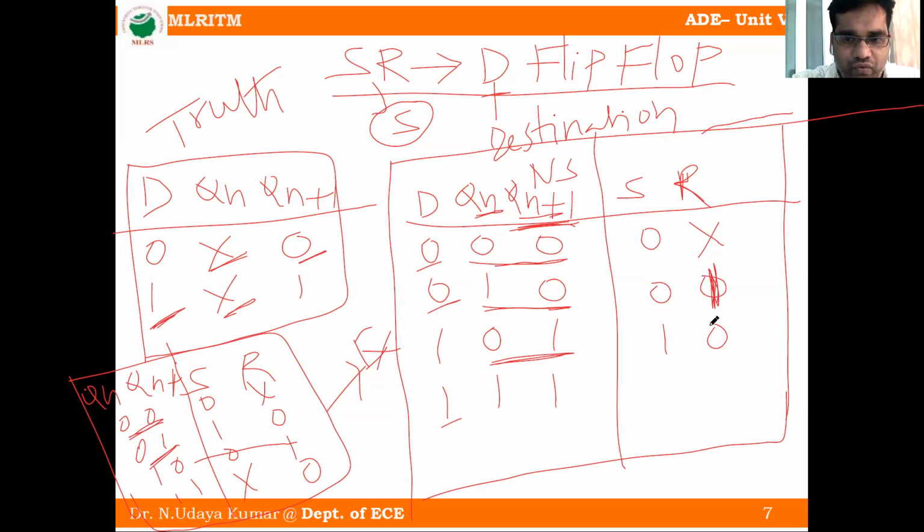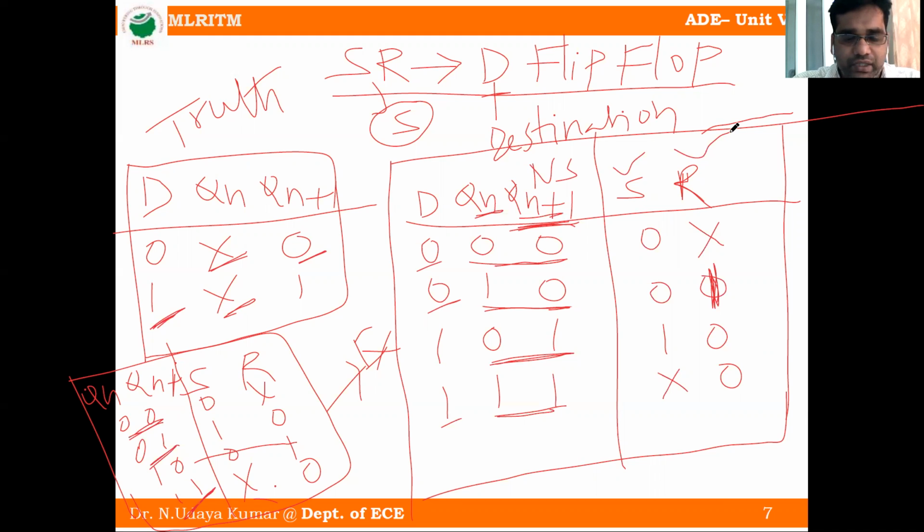Okay. For 1 1 we are getting don't care and 0. So don't care and 0. So this is the excitation table of SR, the extended excitation table. Now from this we find the truth table, and we find the expression for S as well as R.